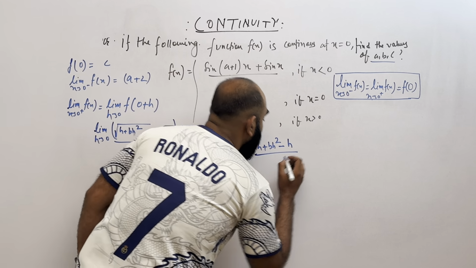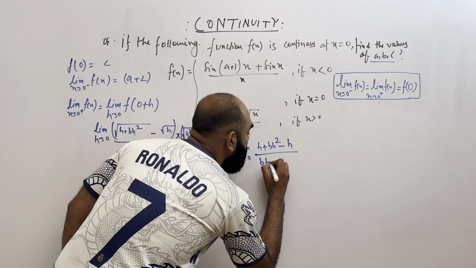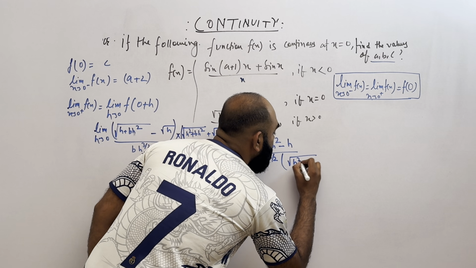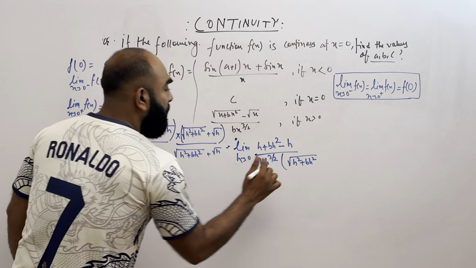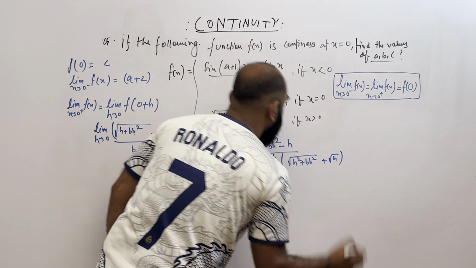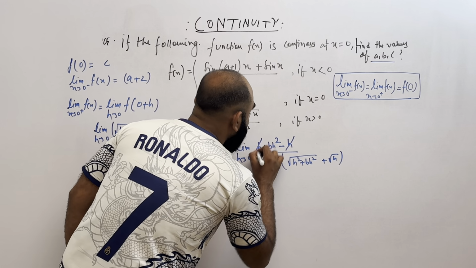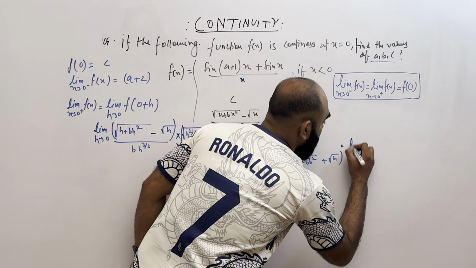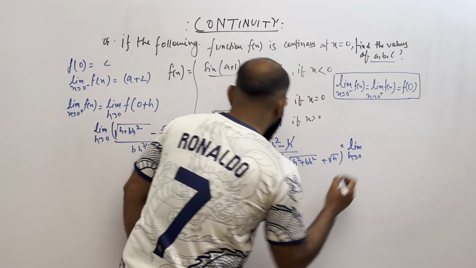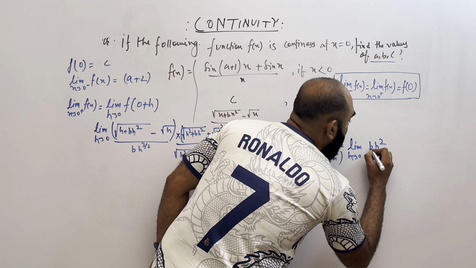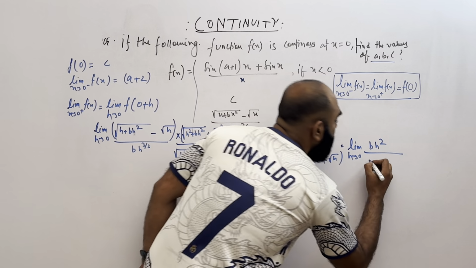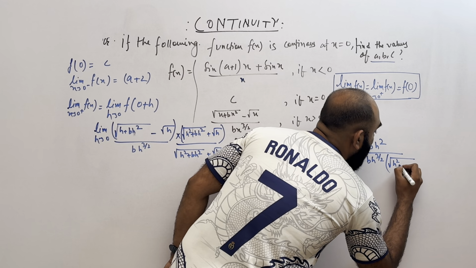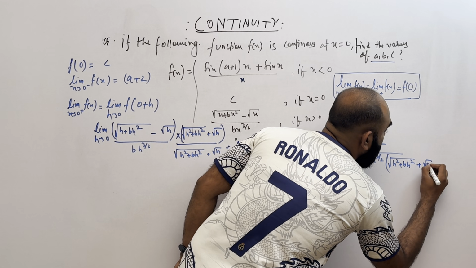Divided by bh to the power 3 by 2 into this term. So this term is root over h square plus bh square plus root h. Now you can see easily this minus h and this plus h cancel. So we have limit h tends to 0, bh square divided by bh to the power 3 by 2 into root over h square plus bh square plus root h.